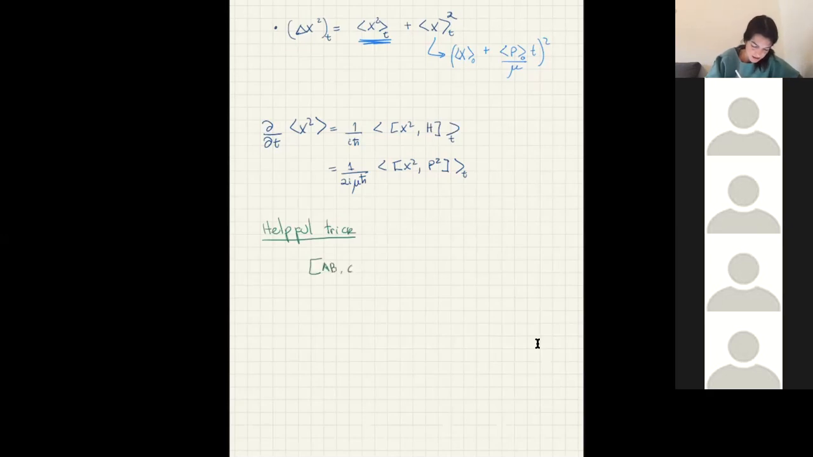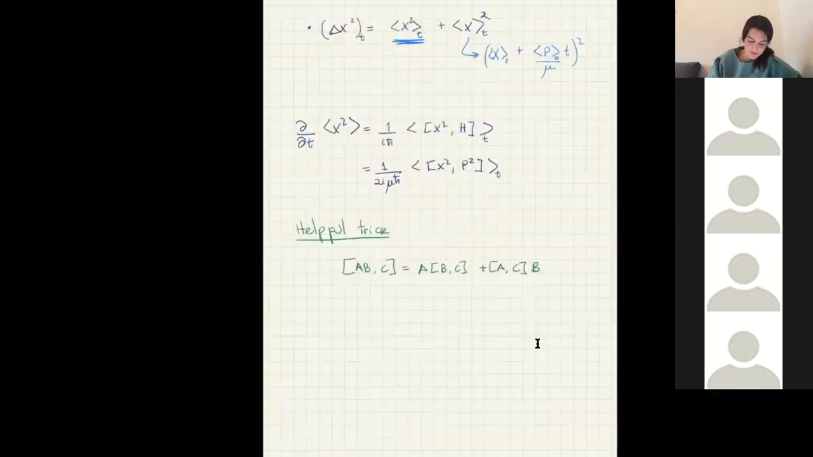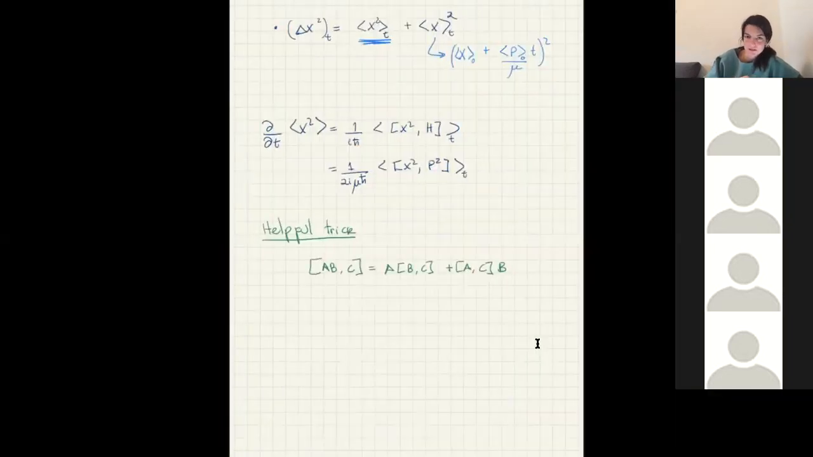A, B, and C, this is equal to A, B, C plus A, C, B. And we're going to use this because we know how to take the derivative of x. We know how to do the commutator of x and p. We even know of x and p squared because p squared is just a function of p. But x squared and p squared sounds a bit annoying, so I'll just say this general tool and we'll use it many times. Okay, we'll use it now, but also many times.